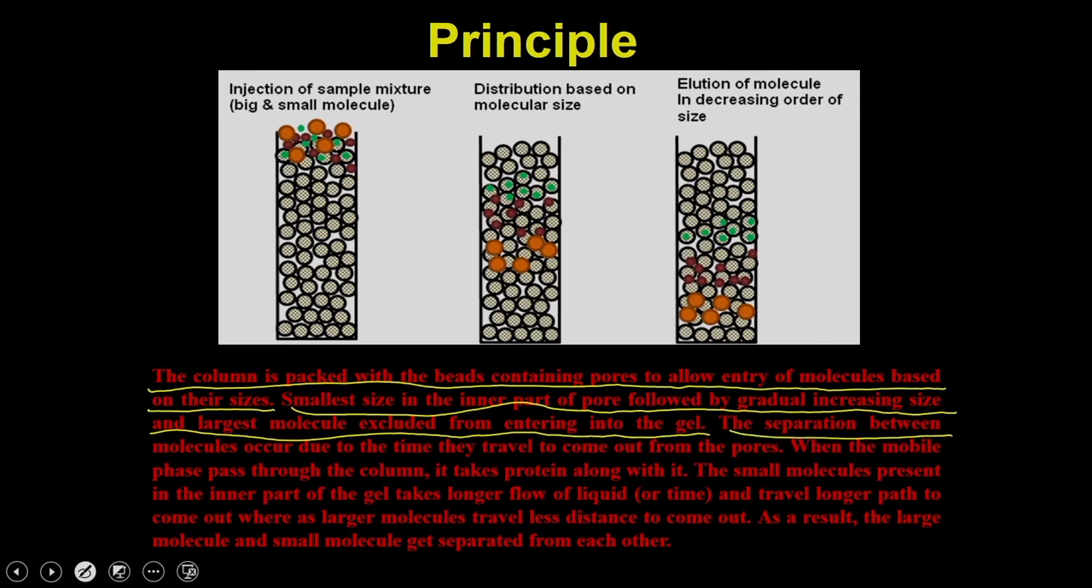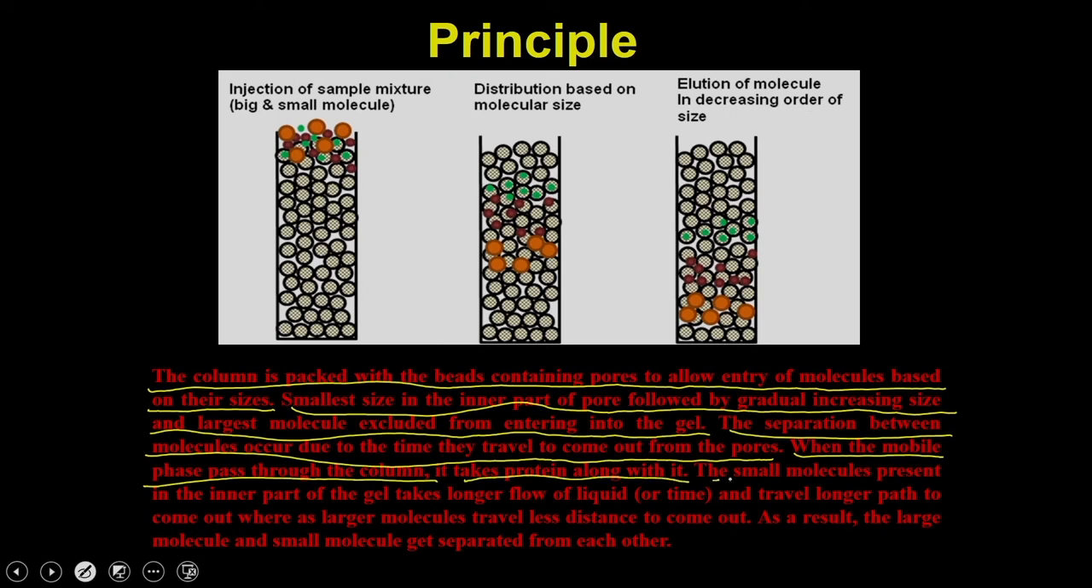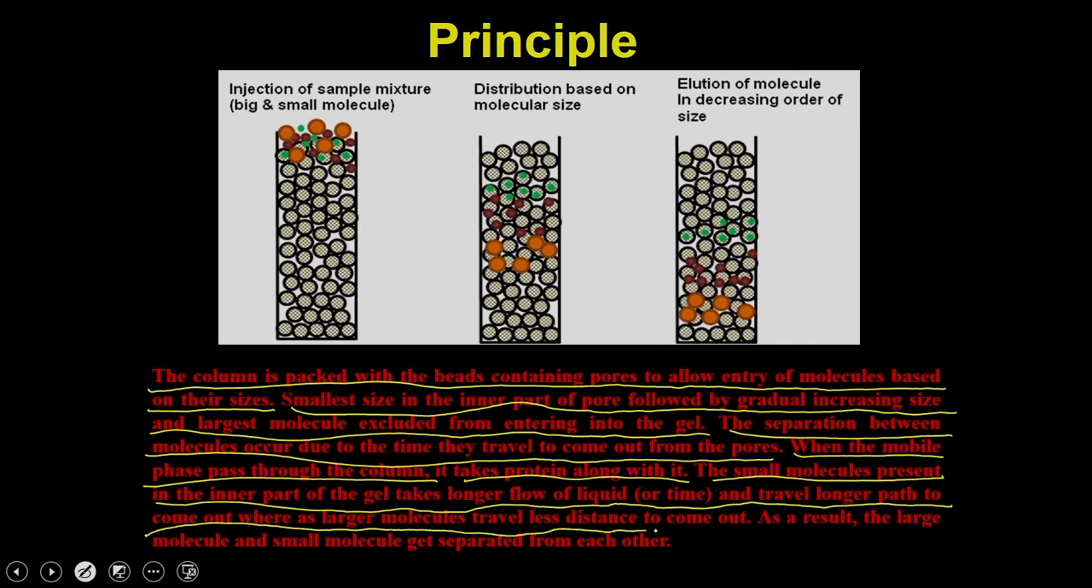The separation between the molecules occurs due to the time they take to travel and come out from the pores. When the mobile phase passes through the column, it takes protein along with it. The small molecule present in the inner part of the gel takes a longer flow of liquid and travels a longer path to come out, whereas the larger molecule travels less distance to come out. As a result, the large molecules and the small molecules get separated from each other.